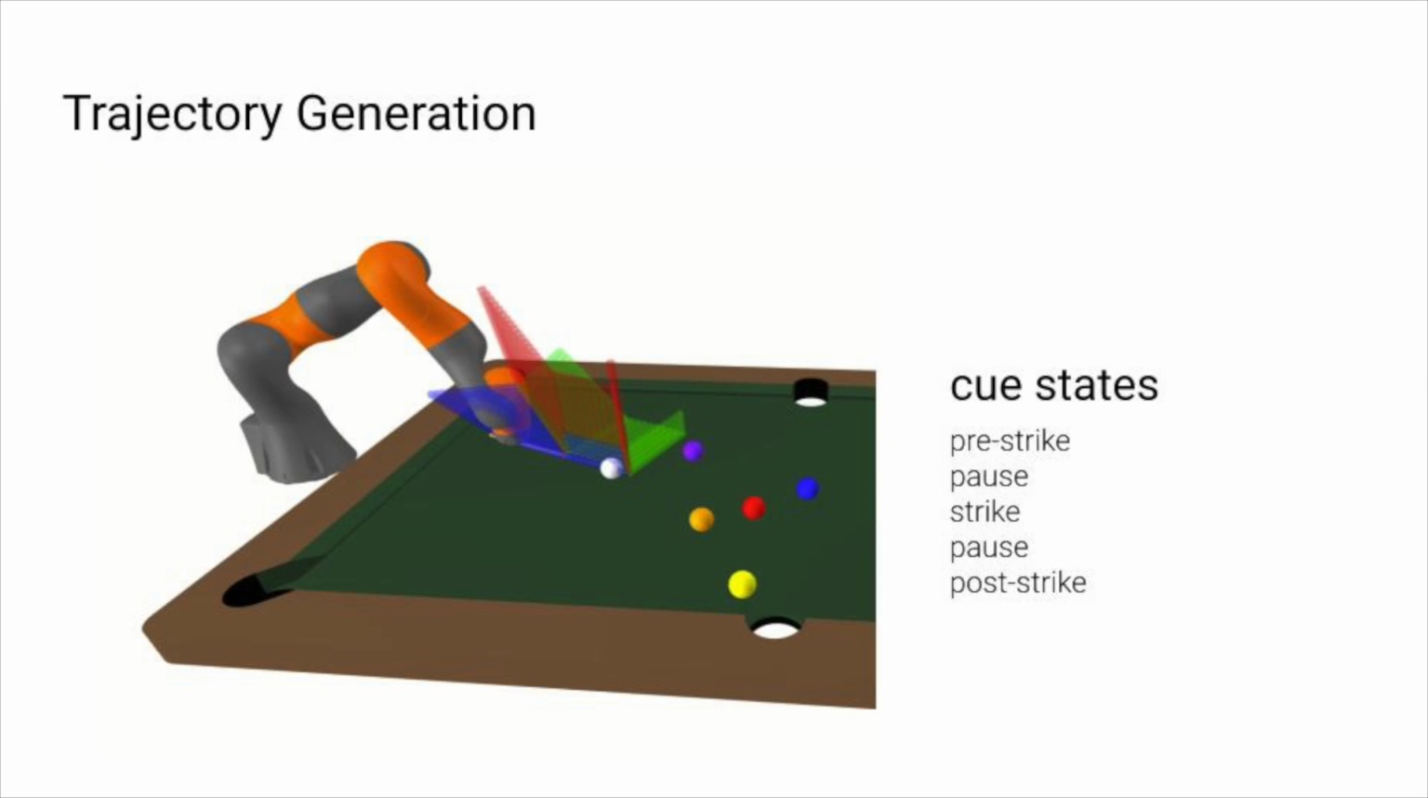To generate the trajectory, we define 5 states for our cue: pre-strike, pause, strike, pause, and post-strike. In pre-strike, we position our cue at the calculated yaw angle at a set distance behind the cue ball. We pause for 1 second to allow the cue to stabilize at the desired pose. Next, we strike the ball and follow through to 1 ball radius past the initial cue ball location. We pause again to stabilize, then move upwards for clearance above any moving balls. We can see each of these states in the simplified video.